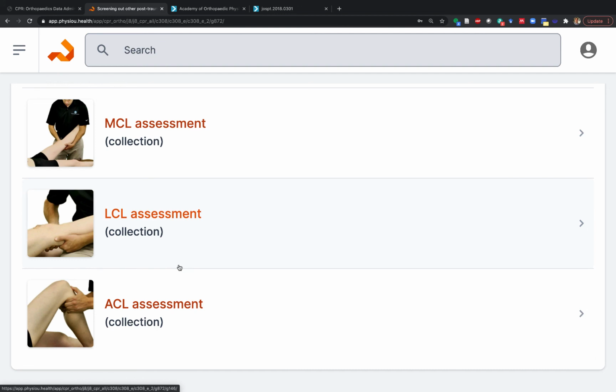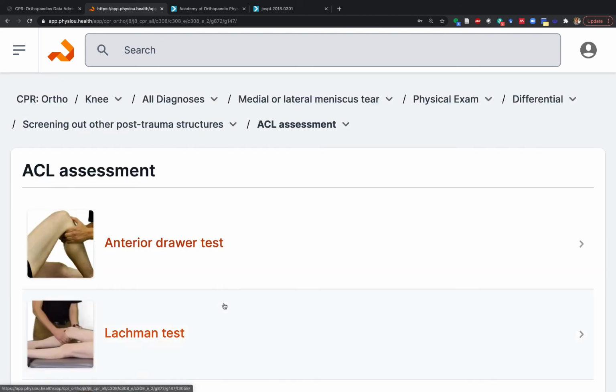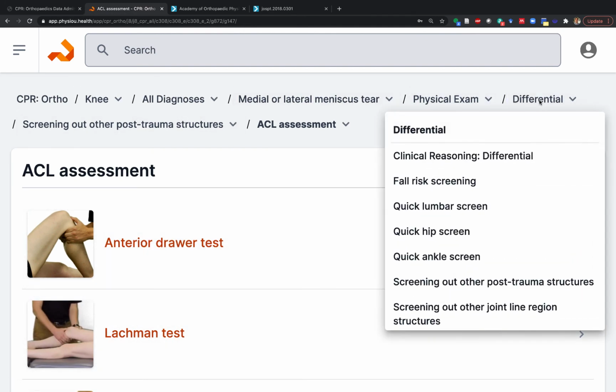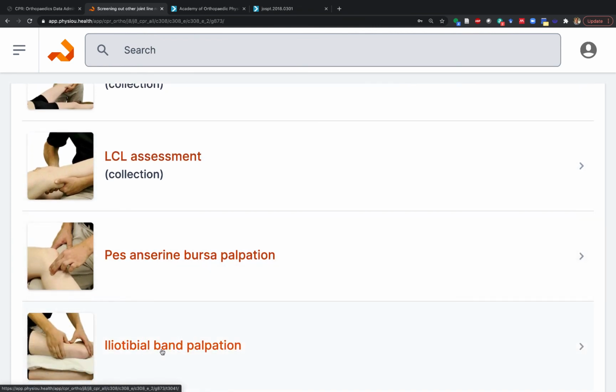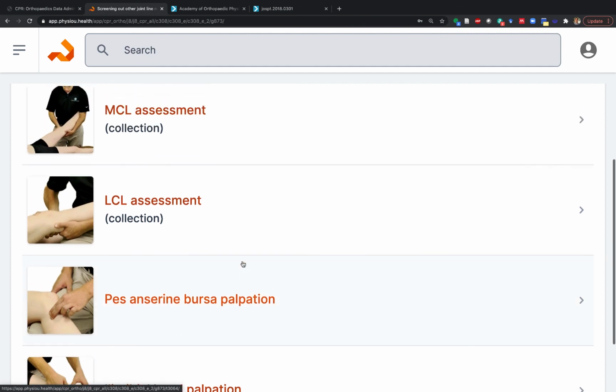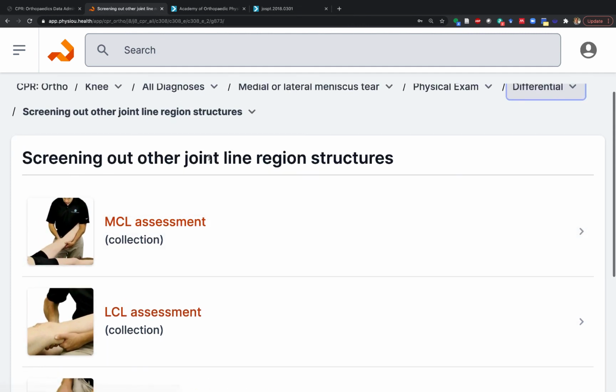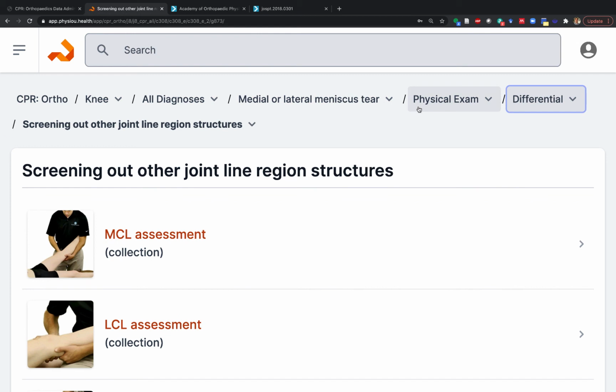The patient comes in, has medial knee pain. I still need to differential out other structures, right? And we'll look at some of these other tests later, okay, when we talk about the other patterns. So I just wanted to put that there. That's what the differential tab is for, is to rule out other post-traumatic structures, rule out other joint line region structures, right? So what are some other things in that area that I want to rule out, whether it's medial or lateral knee pain, depending on which meniscus we think is injured, okay?